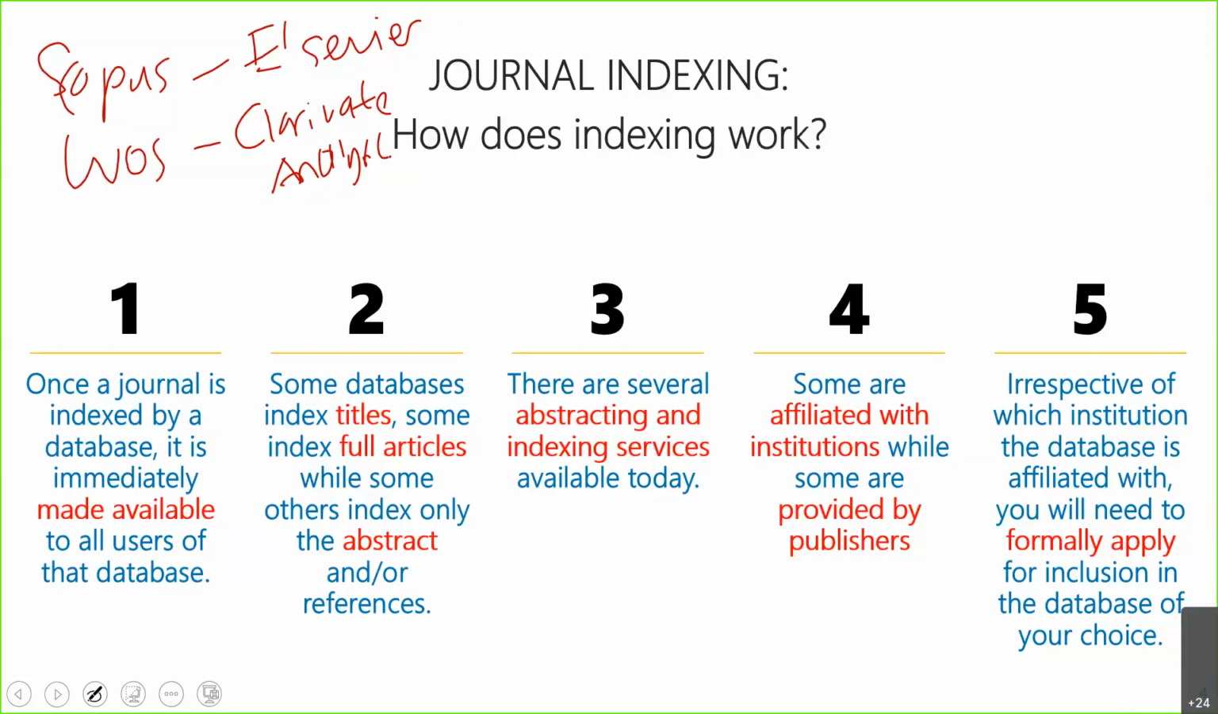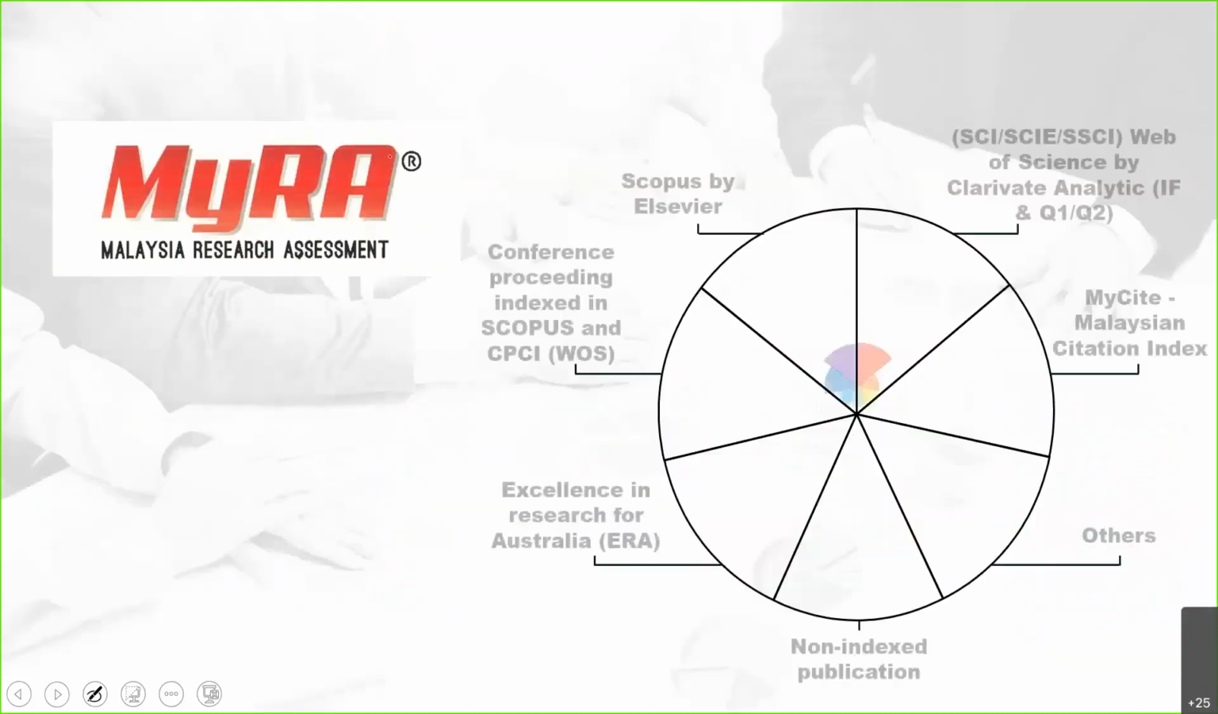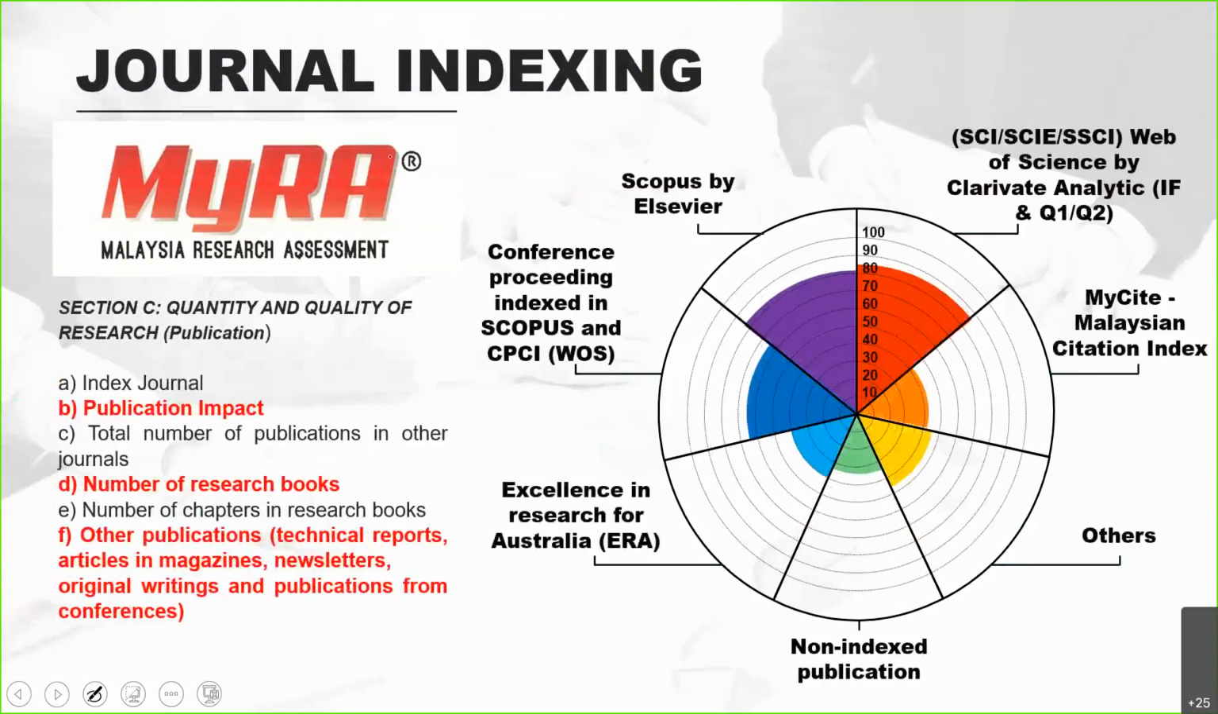Regardless of the nature of the business of the owner of the database, you still need to formally apply. You don't have to pay. Everything is free. If your journal can pass all the requirements, then your journal will be put up in their database, and then it will be instantly available and visible. All right. Any questions so far regarding the general concept of journal indexing?